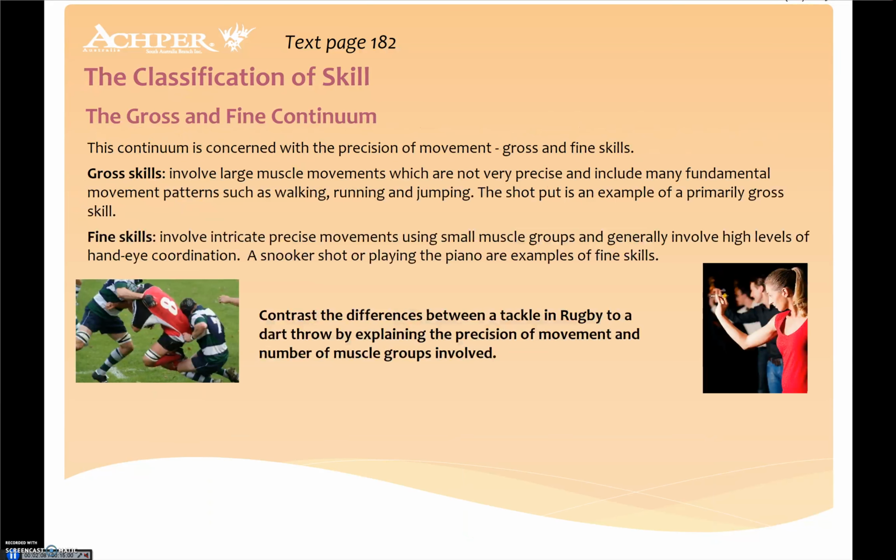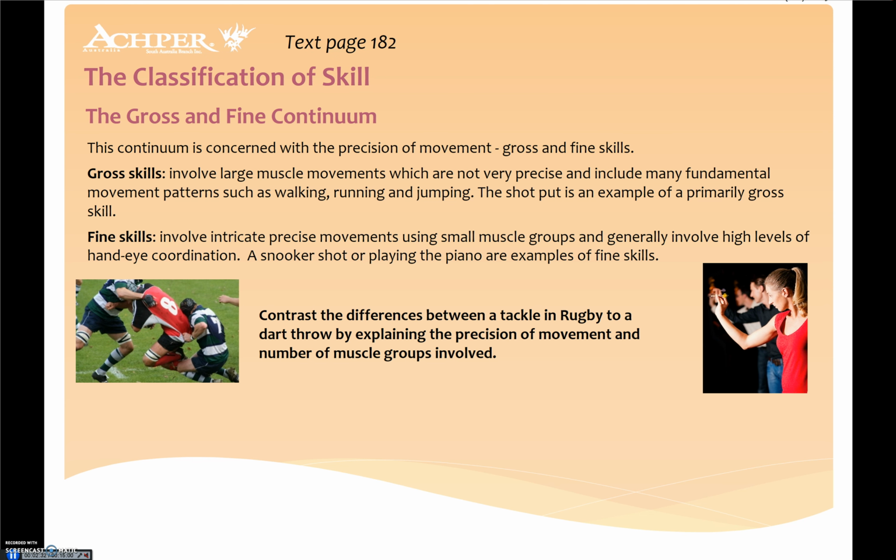Now what we can do is use a continuum to look at what is more gross and what is more fine. In essence, gross motor skills have to do with the large muscle groups, which are not very precise and include fundamental movement patterns. So things such as walking, running, jumping. A shot put is an example of a primarily gross skill.